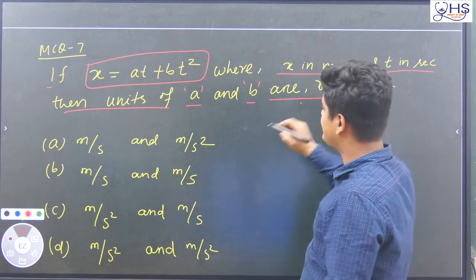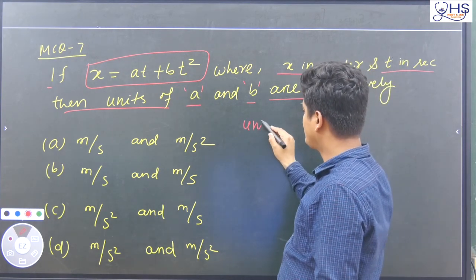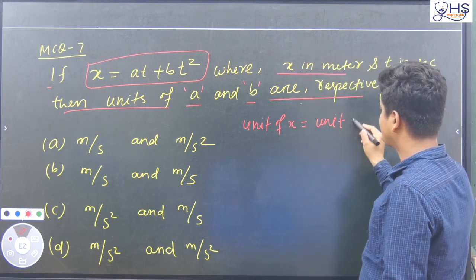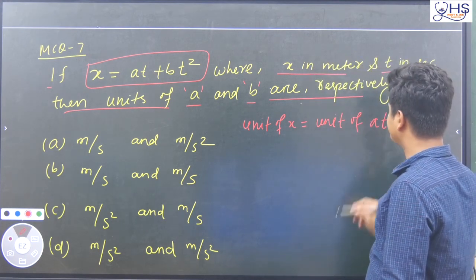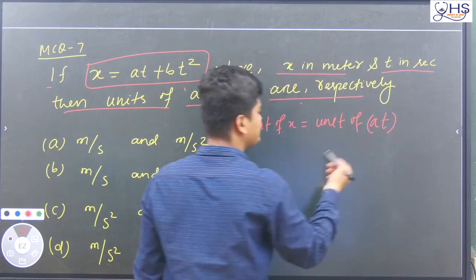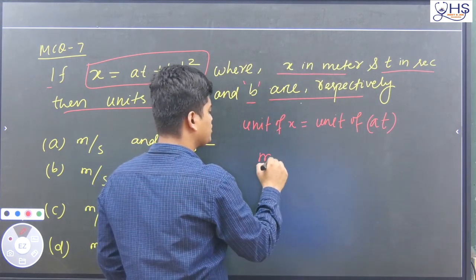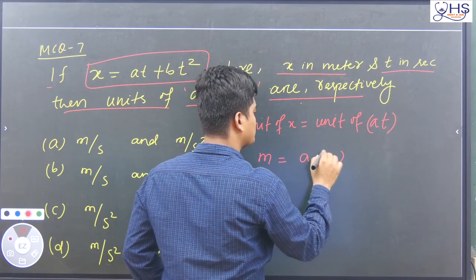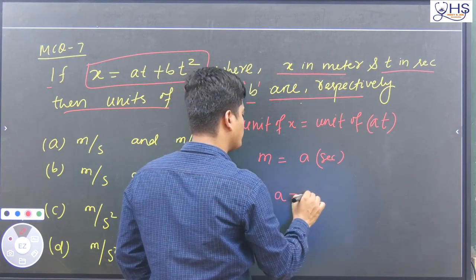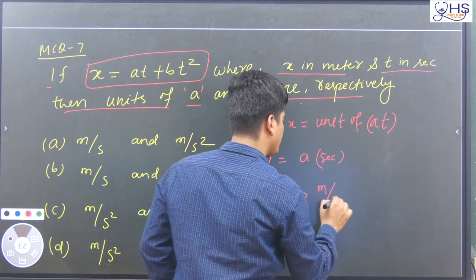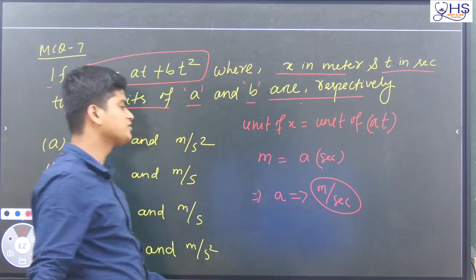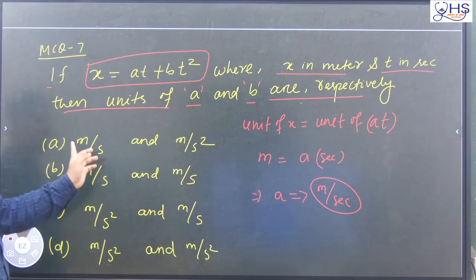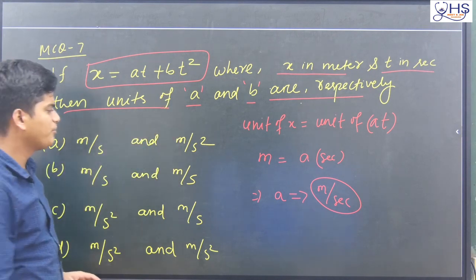So if x is in meter and t is in second, I know the unit of x should be equal to the unit of a t, the total a t, where t is in second. Now the unit of x is nothing but meter, you keep a, and t is nothing but second. From here, if I want to find the unit of a, how much will come? Meter per second. So the unit of a is nothing but meter per second. So you see, in the options, the a option is the same thing. Now we will go for b.